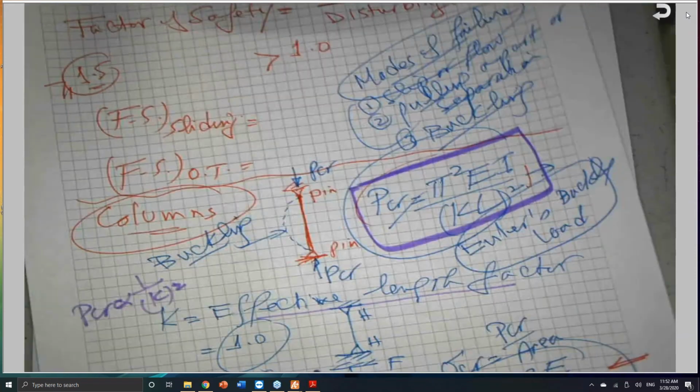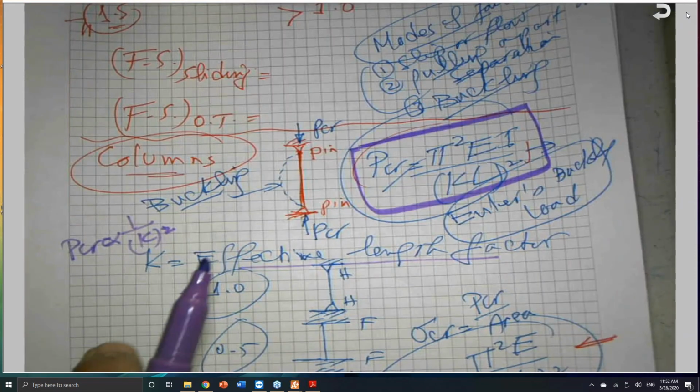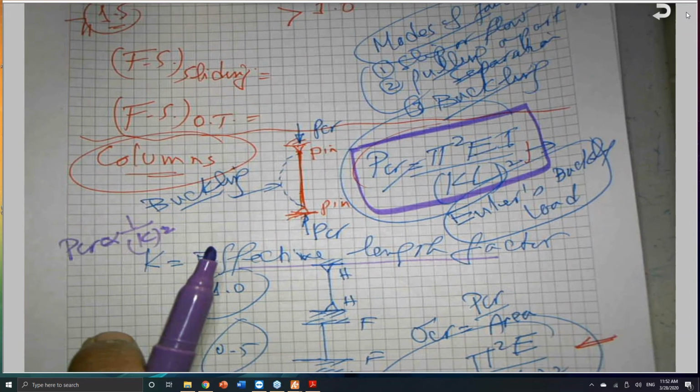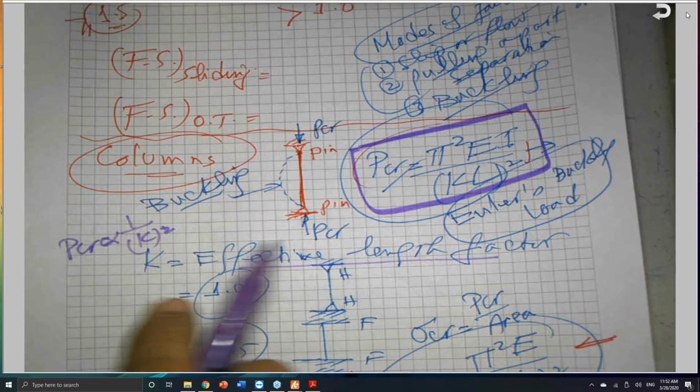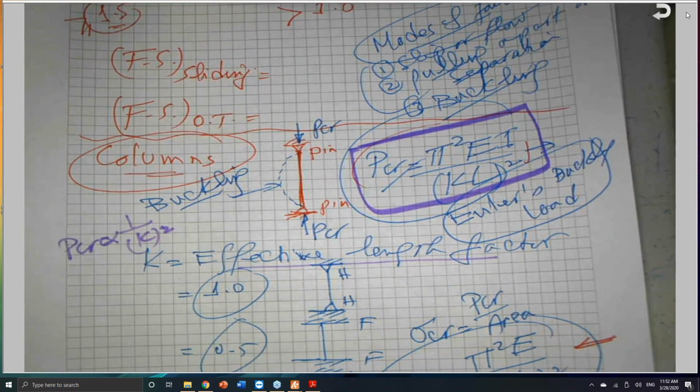I know we use K in transportation, which is L over R, and that R is different from the R we use today. We also use K in hydraulics, by the way, when we calculate the minor losses for orifices, openings, valves and all these things, if you remember.